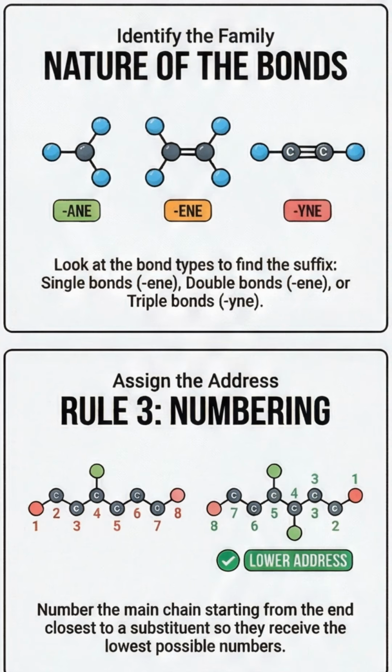Next, look at the bonds within the parent chain. If all carbon bonds are single, use the suffix "ane". If there is at least one double bond, use "ene", and if there is a triple bond, use "yne". The position of the first multiple bond is indicated with a number to show exactly where it occurs.